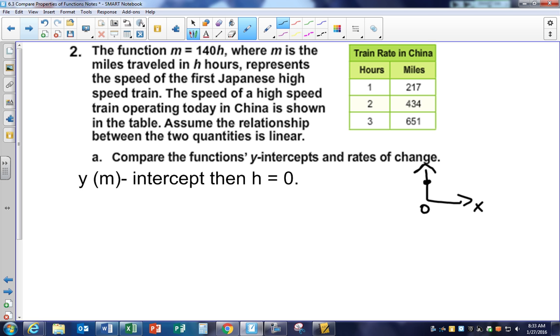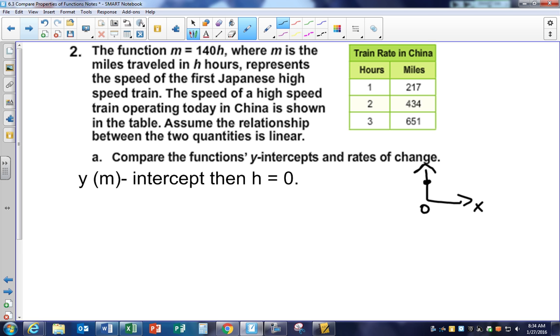So let's read this. The function m equals 140h, where m is the miles traveled in h hours, represents the speed of the first Japanese high-speed train. The speed of the high-speed train operating today in China is shown in the table. Assume that the relationship between the two quantities is linear. That means that it has a constant rate of change. So from 1 to 2 hours and 2 to 3 hours, the rate of change will be the same.